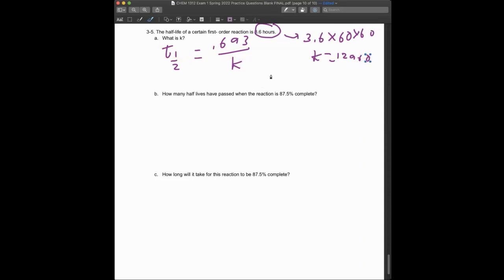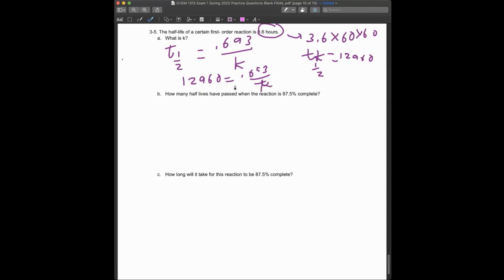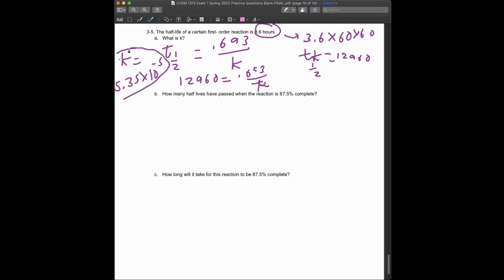Sorry, that's for half-life. So that's T 1/2, that's not a K. So we just plug in what we know now. 12,960 is equal to 0.693 over K. When we solve for K, we get this value.